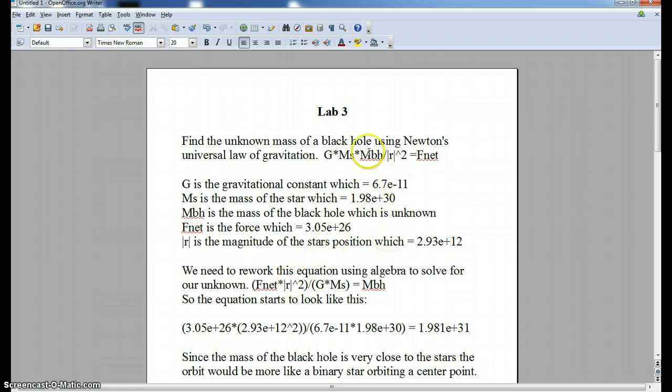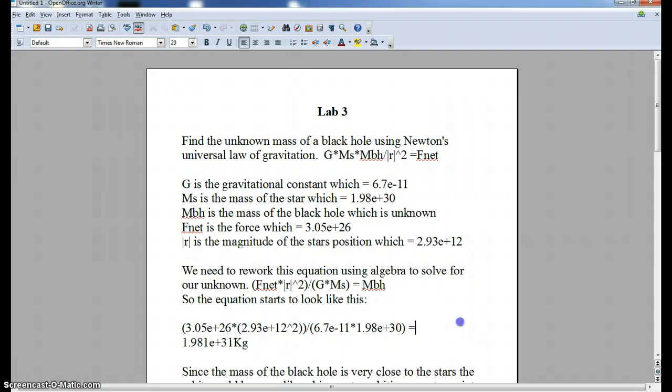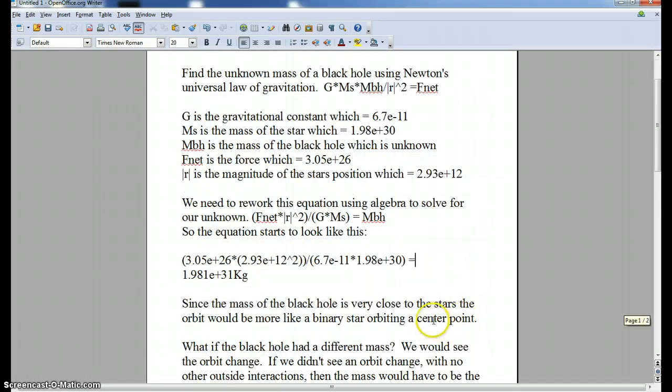So we rework the initial equation with algebra and come up with this equation, which is the F net times the magnitude of the star's position squared divided by the gravitational constant times the mass of the star, which gives us the mass of the black hole. So plugging in all of our known quantities, we get this. And we get this for the mass of the black hole. I should note that this is in kilograms.